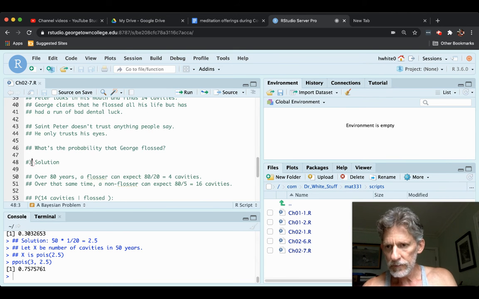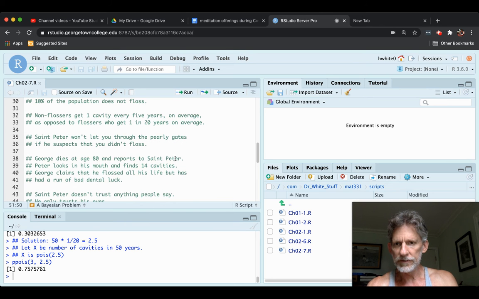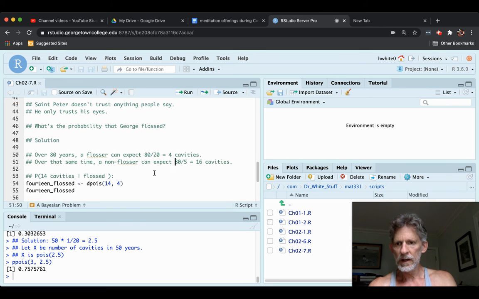So here is my proposed solution. Over 80 years, a flosser could expect 80 times that 1/20th rate, 4 cavities. But over 80 years, a non-flosser could expect 80 times the 1/5 rate, 1 every 5 years, it says up there. And 80 over 5 is 16 cavities, okay?